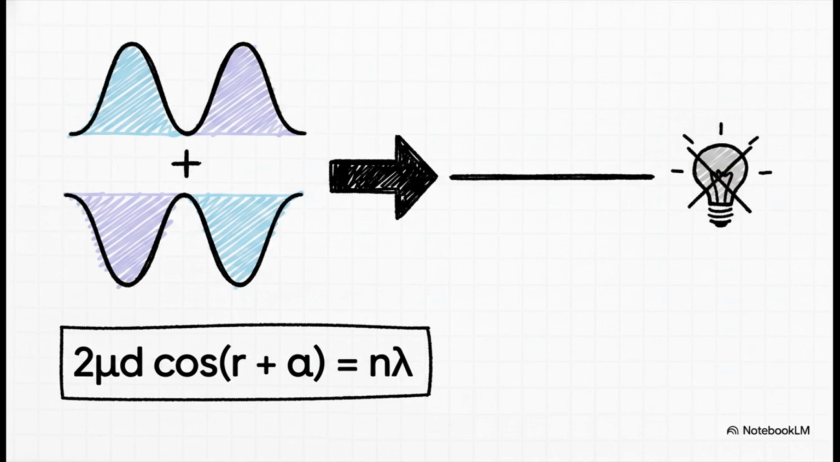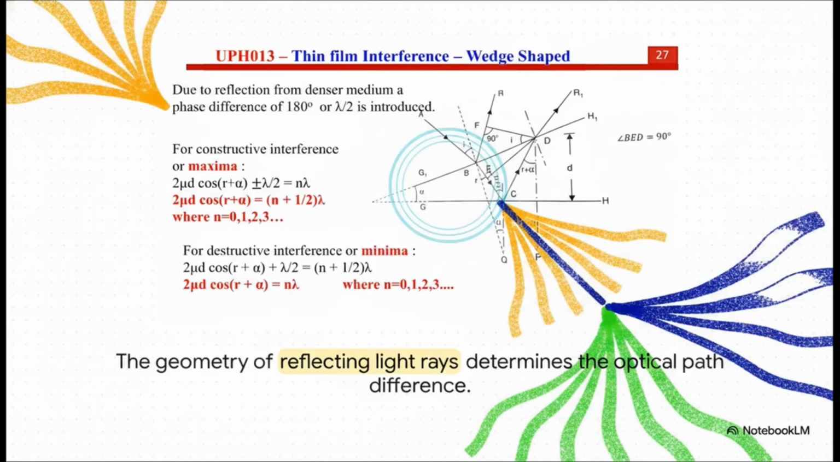And look at the formula. It's almost identical to the bright one. The only thing missing is that plus 1/2. That tiny difference, which comes from that 180-degree flip we talked about, is literally the difference between light and dark. I know this diagram looks a little busy with all the angles and lines, but the big idea is actually pretty simple.